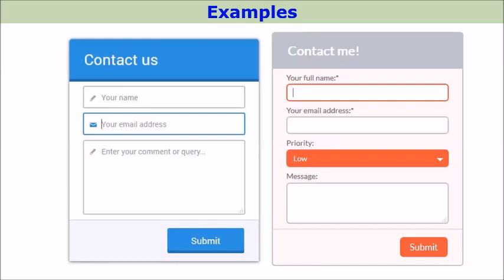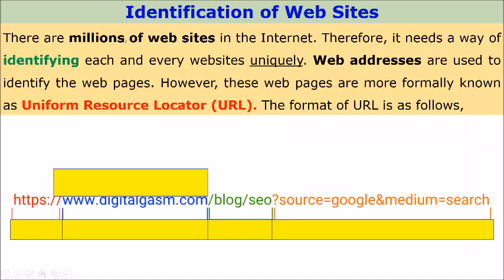web pages separately. That means millions of websites and web pages are available on the internet. Then there should be a way to identify each and every website separately. Right? Then they are using a separate number, a separate code to identify each and every website on the internet. Now we are going to study this unique code or unique address here. Right, now you can write down the topic: identification of website.